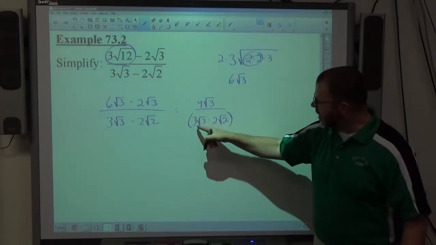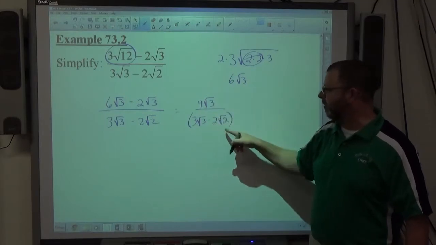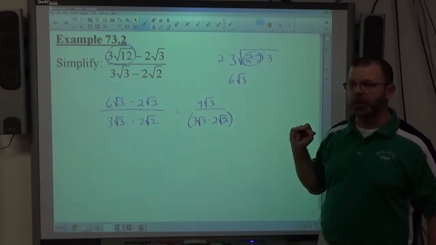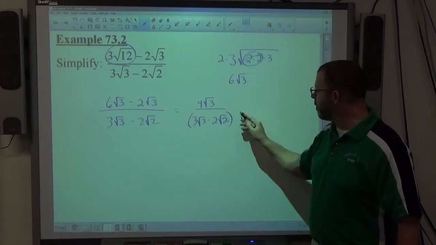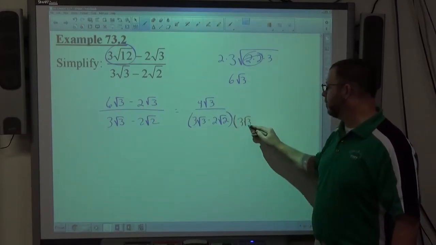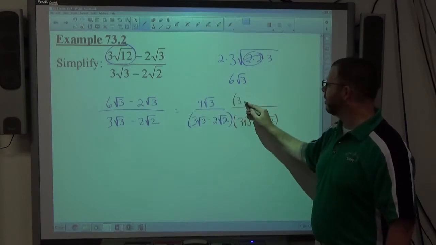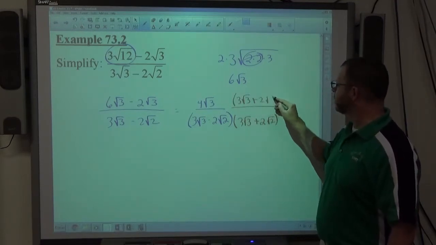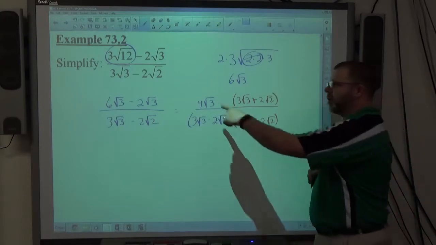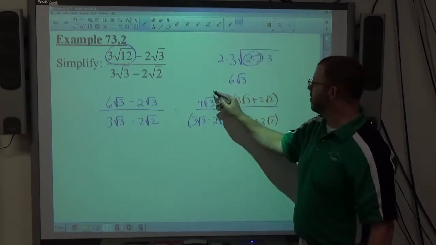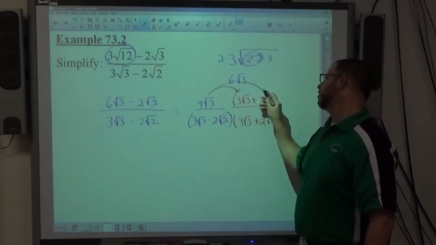The conjugate of the denominator at this point, because I can't make any one of the individual terms any simpler at this point, right? So now I go to my multiply by the conjugate. 3 square root of 3 plus 2 times the square root of 2 on bottom. Multiply the top by the exact same thing. So now instead of having to do a FOIL on top, I just have to do a simple distributive property. This times this, this times this.